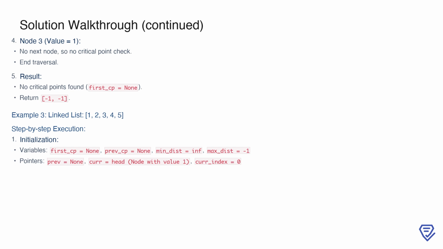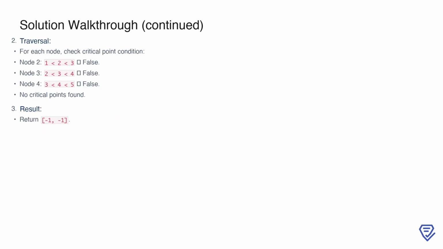Here, we will traverse through the nodes and evaluate the critical point condition for each. During the traversal of the third example, we check the critical point condition for each node. At node 2, the condition 1, 2, 3 is evaluated and found to be false. Similarly, at node 3, the condition 2, 3, 4 is false, and at node 4, the condition 3, 4, 5 is also false. Since no nodes satisfy the critical point condition throughout the traversal, no critical points are identified. Consequently, the result for this example is also -1, -1, indicating the absence of critical points in the linked list.